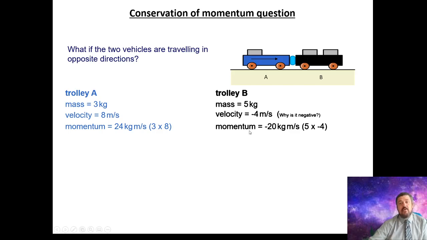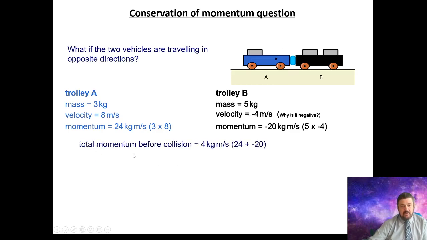So it gives us a momentum of minus 20 kilograms meters per second. So it's 5 in our mass times minus 4. Remember, the minus is giving you an indication of the direction. If this trolley A is travelling north with 8 meters per second, this trolley will be travelling south at 4 meters per second. The minus is showing it's travelling in completely the opposite direction.